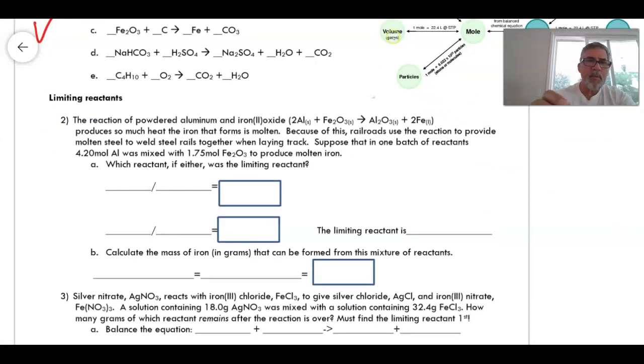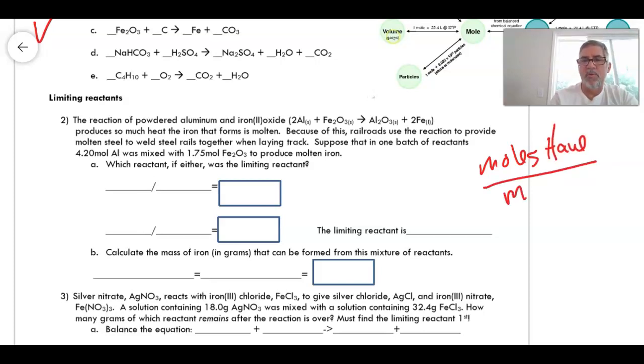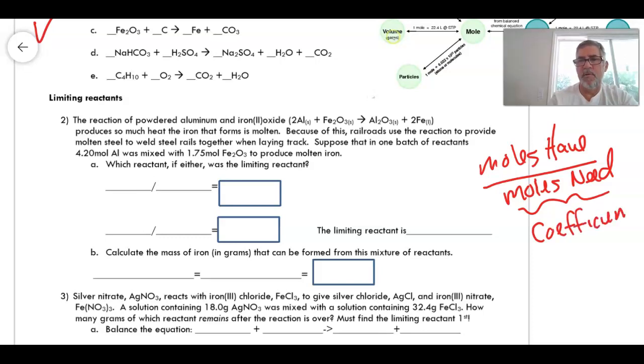So anyway, the first problem just asks you to find the limiting reactant. So remember, the strategy for finding limiting reactant is moles that you have divided by moles that you need. So that's the formula, and really what this is right here is the coefficient. Okay, so that's the coefficient.